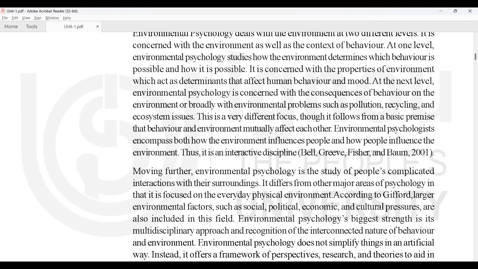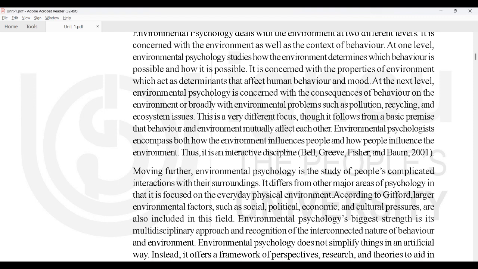This is a very different focus, though it follows from a basic premise that behavior and environment mutually affect each other. Environmental psychologists encompass both how the environment influences people and how people influence the environment. Thus, it is an interactive discipline.